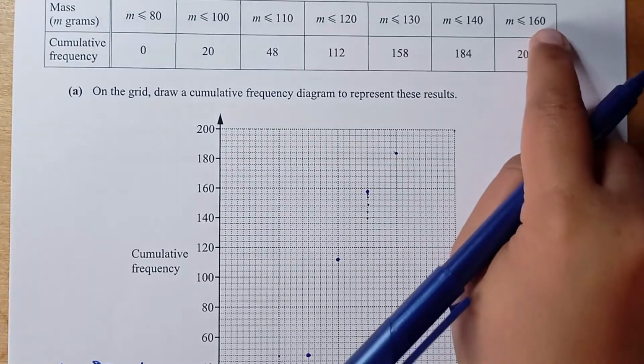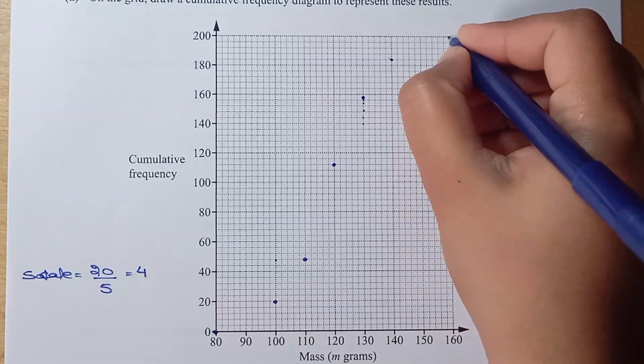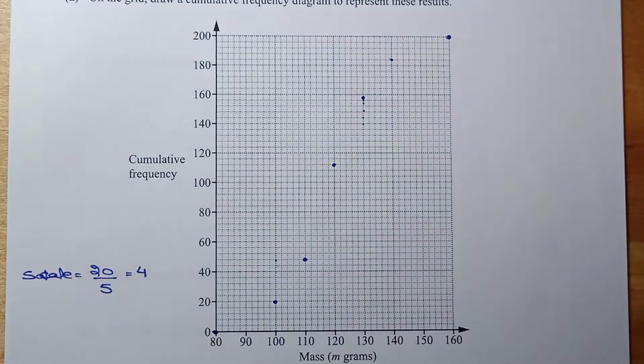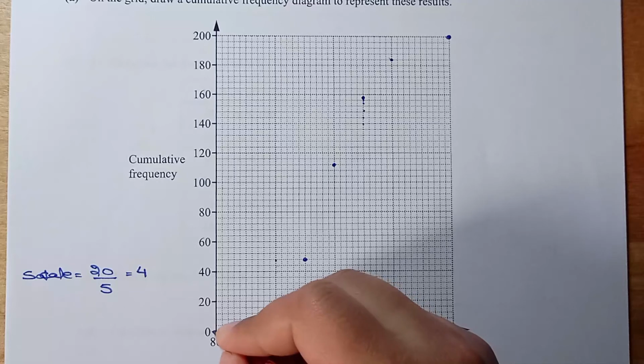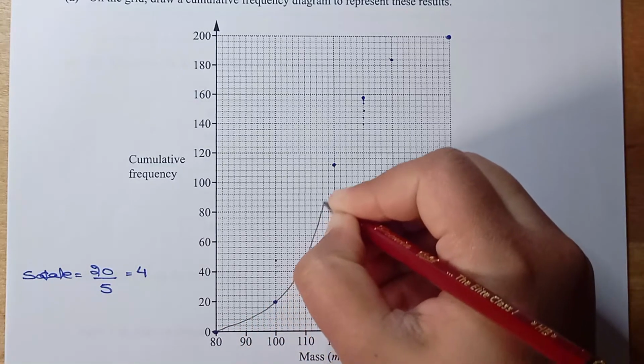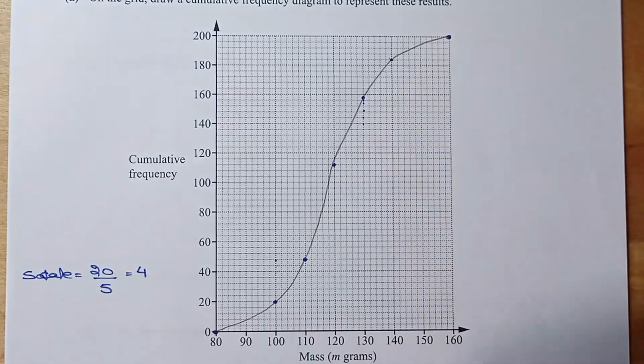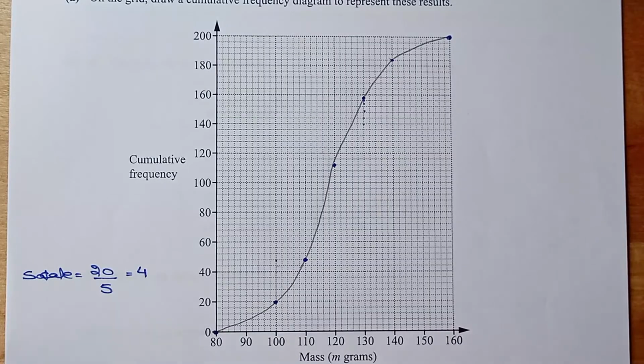Next point. Last point, for 160, it is 200. So that's easy. For 160, it's 200. So let me connect all these points to get a smooth curve, and make sure the curve passes through each and every point. So this is a cumulative frequency curve.